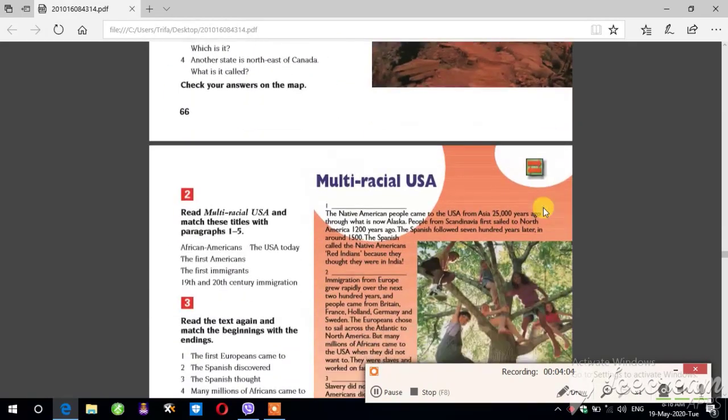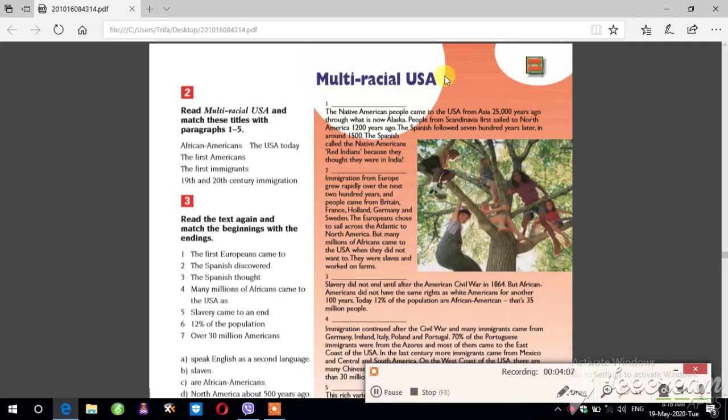And this page, multiracial USA, we read at school and you have to review.